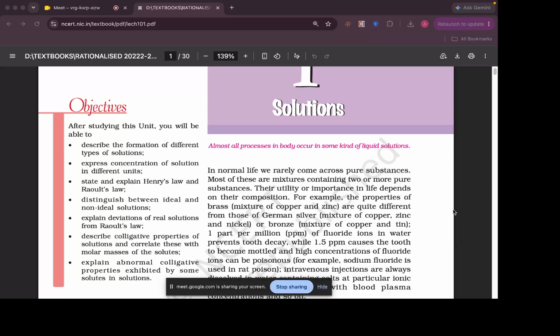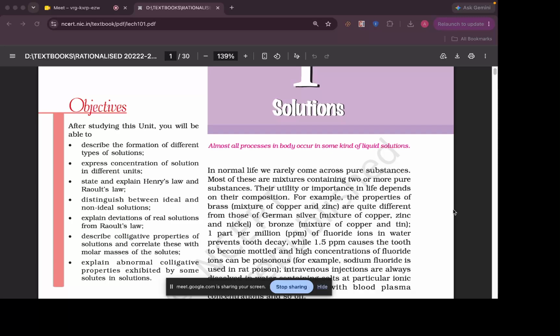Okay, so today our chapter is Solutions. Class 12, chapter number 1, Solutions, right? Basically in chemistry what we will do, we will refer to the NCERT and whatever short notes I am providing, that you have to do.